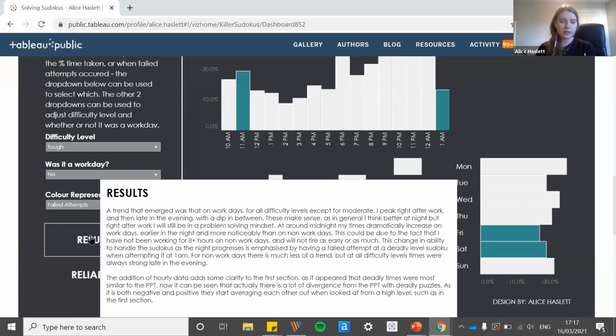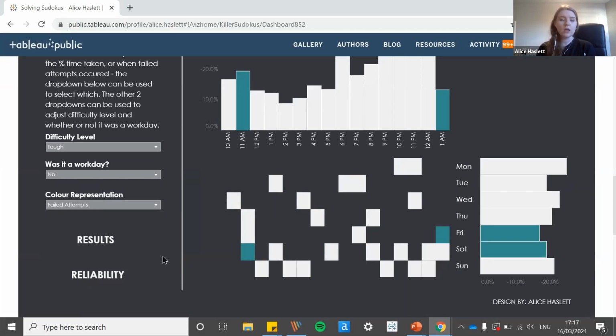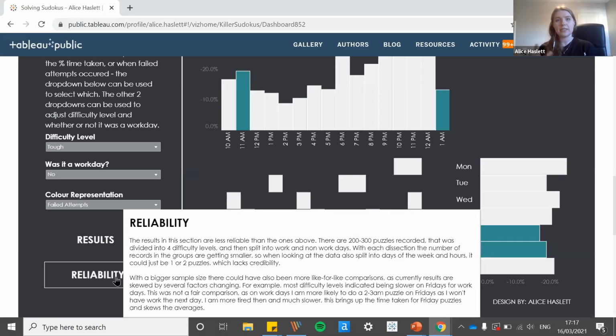So I still have my results on the left-hand side, and I also have a section for reliability. One of the things that I mention here is the limitations associated with having a small number of data points, as it speaks to the quality of the results that I have. So let's say I started out with 240 puzzles. It seems like a lot, but that's split into 4 difficulties, so 60 each, then split by workday and non-workday, so 30 each, and then it's split again by hour and day of the week. So by the end, we may just be looking at a puzzle or 2 per square.